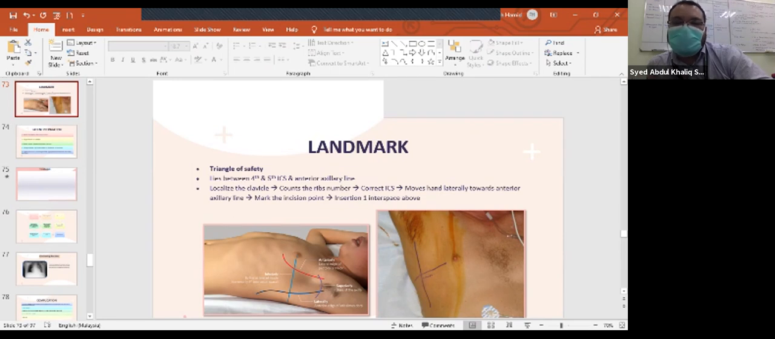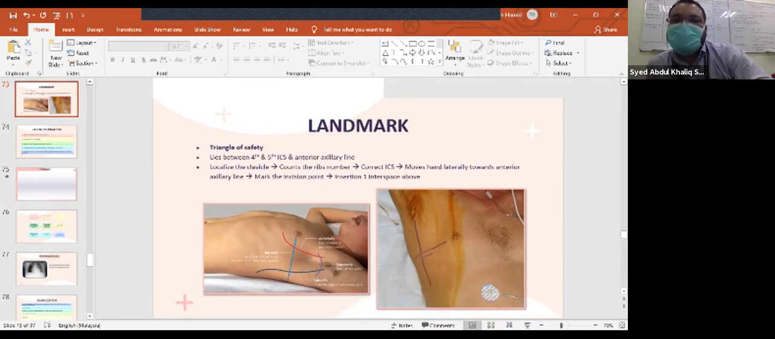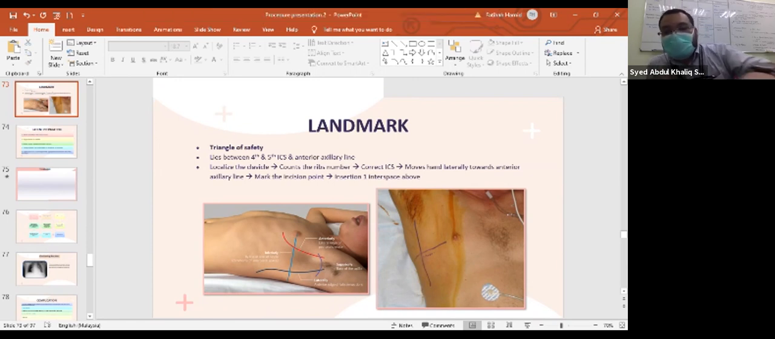tapi instead of using trocar tu, you buat Seldinger teknik. Seldinger teknik ni macam yang kita belajar tadi pasal central line, femoral line. Maknanya kita guna guide wire. So bila guna guide wire macam mana? Kita mana contohnya dekat sama safety punya triangle tu, safe triangle tu, you puncture dengan cannula ataupun needle yang besar.